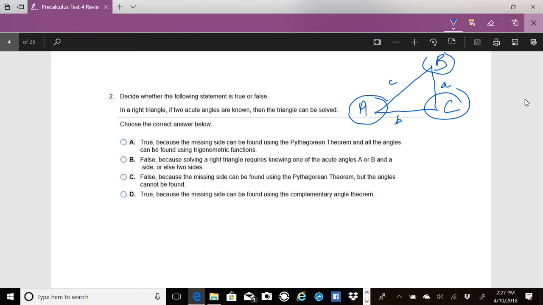For instance, you could have this triangle be exactly the same shape, a similar triangle with A, B, and C, but it could be a lot smaller. So unless you know one of the sides, you cannot calculate and solve the triangle. So the answer is false, because solving a right triangle requires knowing one of the acute angles, A or B, and a side, or else two sides.